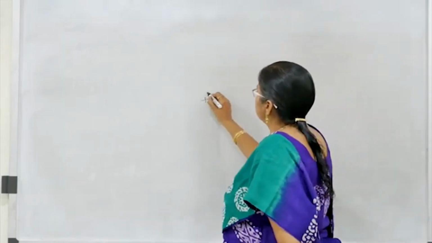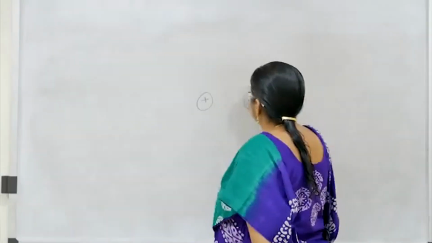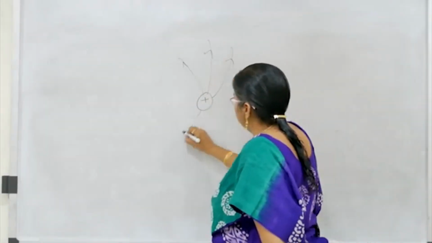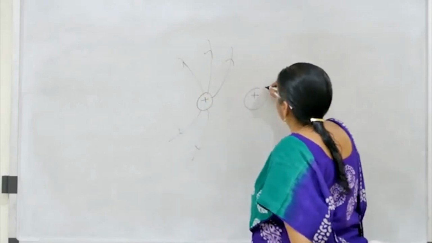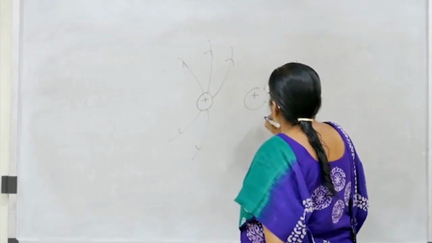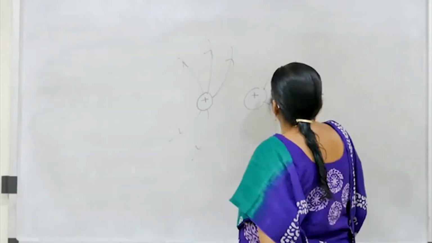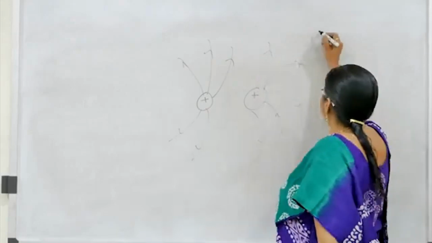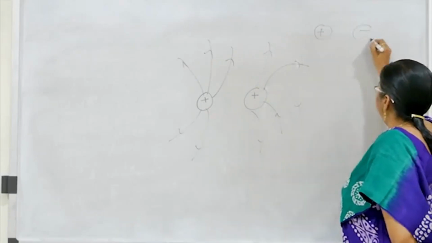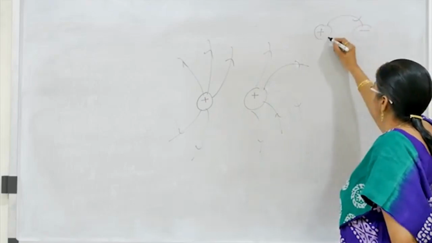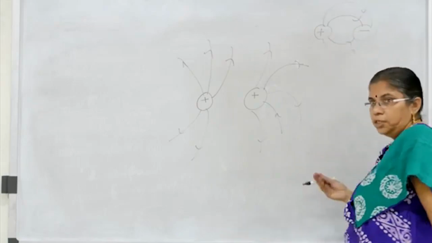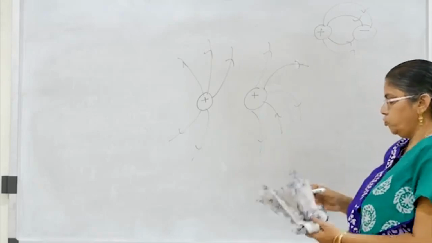Suppose I take positive charges like this, the electric lines of force are represented like this. Now, if I take a positive charge and a negative charge, the lines are drawn like this. So these are some of the properties of electric lines of force.